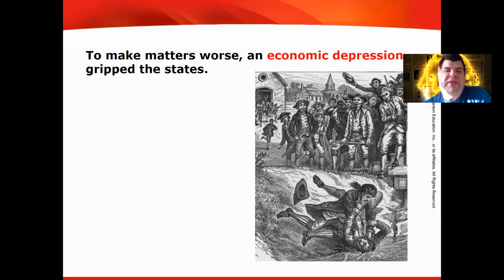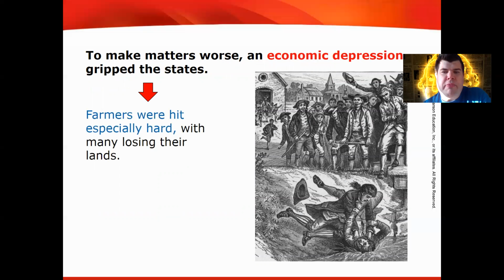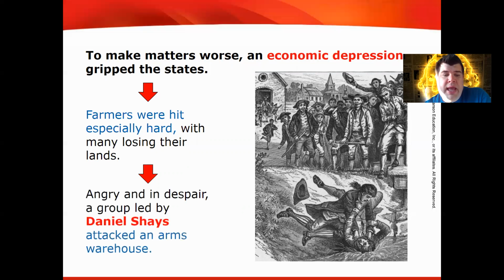So to make it worse, we have an economic depression starting to grip the states. And a lot of this has to do with the revolution and the money that was owed from it. So farmers are hit pretty hard. A lot of farmers start to lose their lands because they fall behind on the payments they owe for them. And angry and in despair, a group of farmers lead an uprising in Western Massachusetts, not in Boston. Daniel Shays' Rebellion: he attacks an arms warehouse and tries to lead an uprising in Massachusetts.